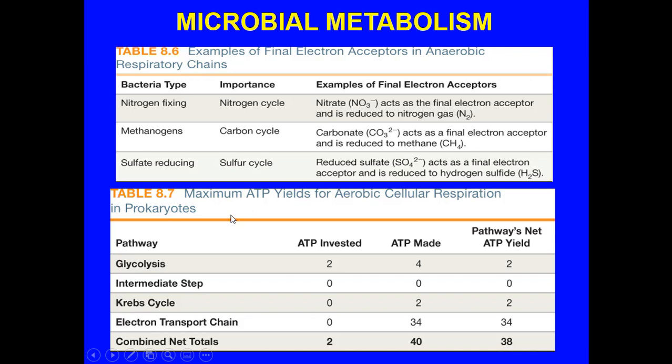Okay? Here is a comparison between aerobic cellular respiration and prokaryotes. Remember how I said the electron transport chain gives you the most ATP molecules per molecule of glucose. Glycolysis, remember you had to do some investment here, and the ATP made is 4, and 4 minus 2 is basically a net of 2 for the pathway. Intermediate step, you're not making any ATPs. Krebs cycle, you're getting basically 2 per molecule of glucose. Electron transport chain, here's the lion's share, 34 molecules. Okay? And that should help.